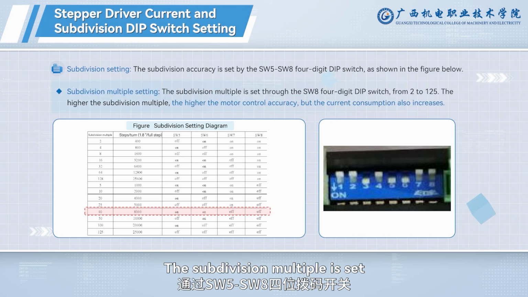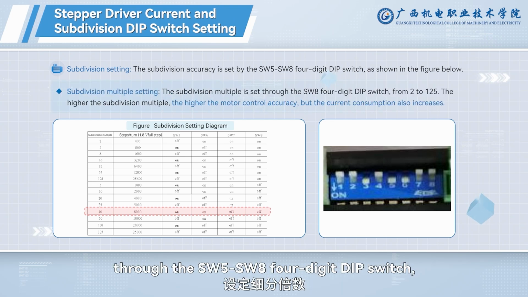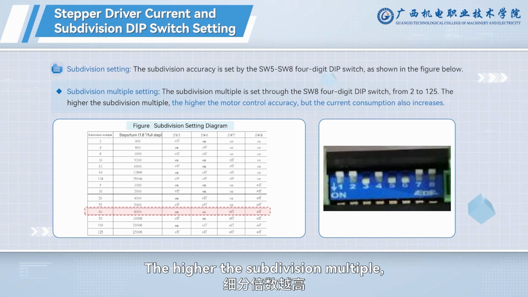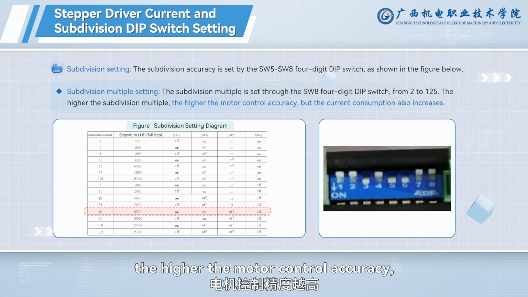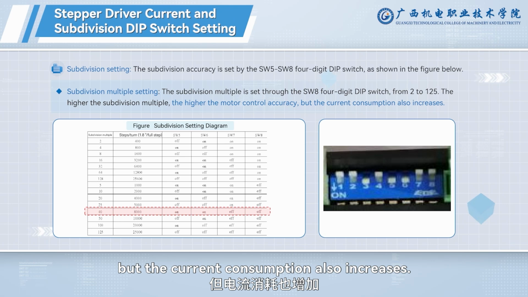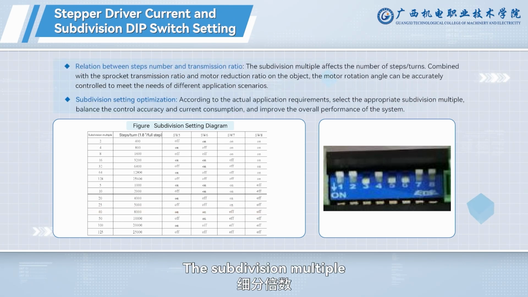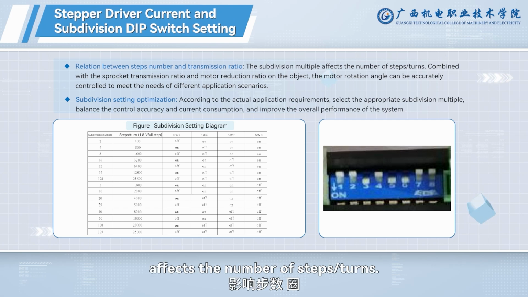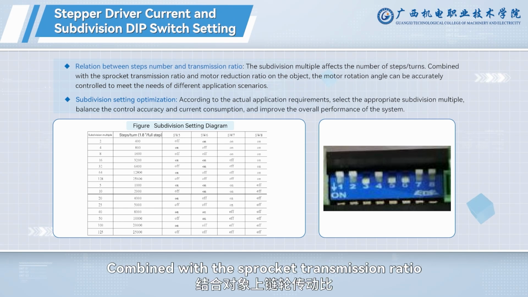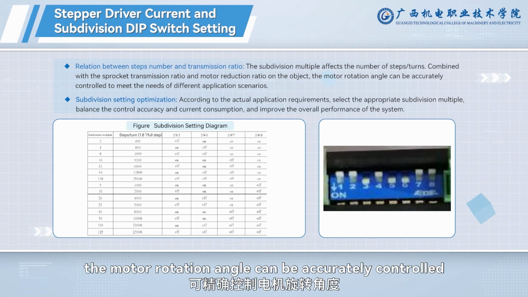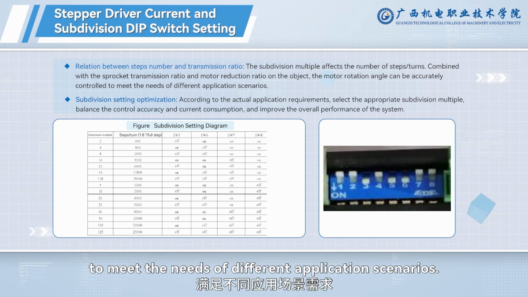Subdivision setting. The subdivision accuracy is set by the SW5 to SW8 4-digit DIP switch. The subdivision multiple is set through the SW5 to SW8 4-digit DIP switch, from 2 to 125. The higher the subdivision multiple, the higher the motor control accuracy, but the current consumption also increases. The subdivision multiple affects the number of steps per turn. Combined with the sprocket transmission ratio and motor reduction ratio on the object, the motor rotation angle can be accurately controlled to meet the needs of different application scenarios.